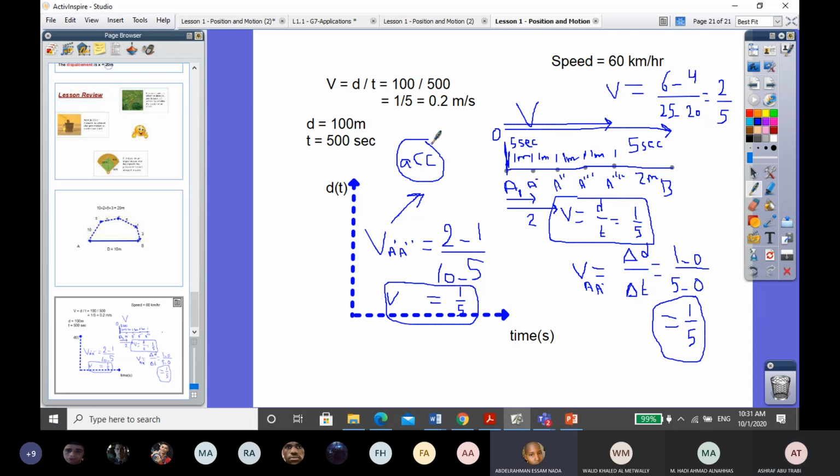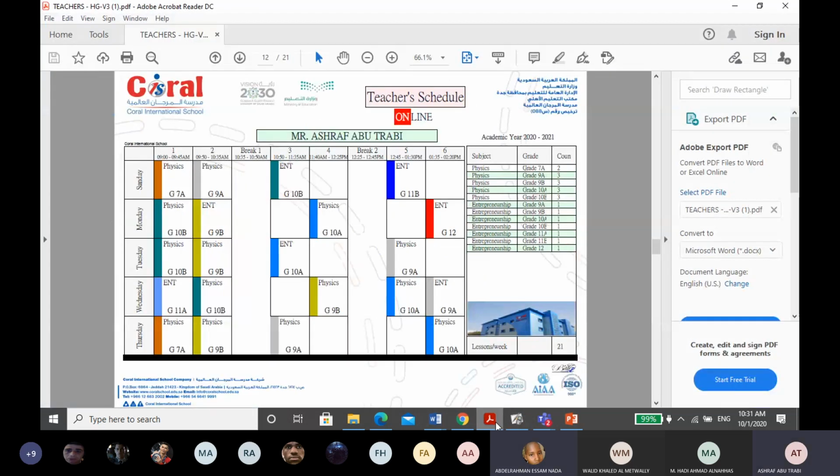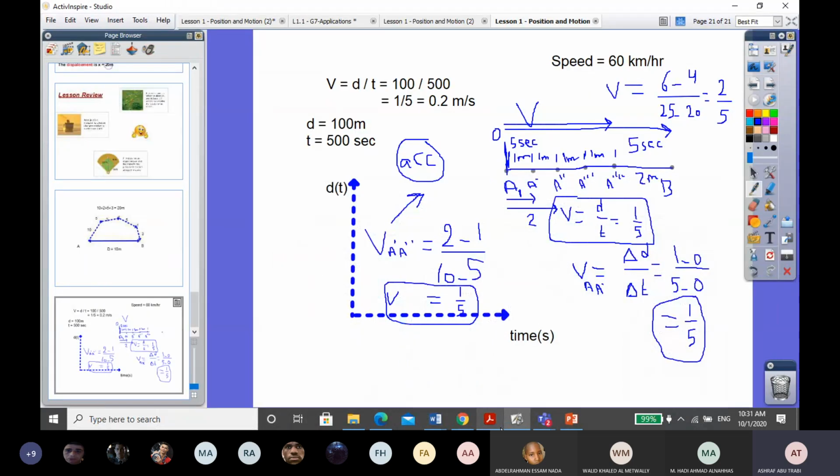Sir, I have a question. Where did you get the 6? Can you show me? I kind of got confused a little bit. 6 is here, guys, just counting the distance from A to B. Let's repeat. From A to A prime 1, from A to A double prime 2, 3, 4, and we have here 2 meters. 4 plus 2. I understood it now.